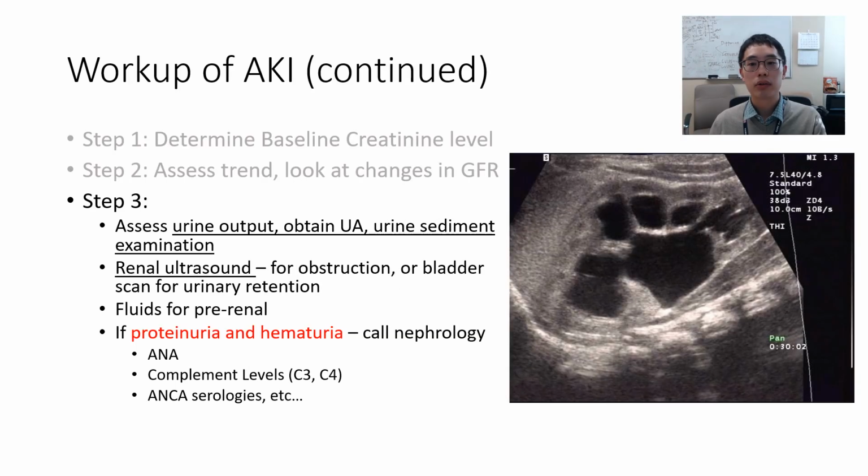So now we've gone through the differential diagnosis of acute kidney injury. What does the workup actually look like? After we have assessed the patient's baseline creatinine level and assessed the trend, we can then order urine, blood, and imaging tests to help us narrow down the location of the kidney injury.